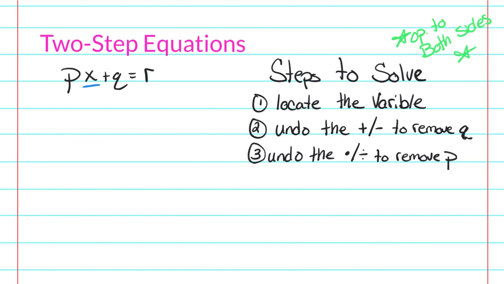My third step is going to be undoing the multiplication or division to remove p. So p right here is connected to x. There's no operation that I see here, but I know if I have a number and a letter connected together, or two letters together, in between there's a little dot, so that is connected by multiplication. So the inverse operation of multiplication is division. And the fourth step is going to be check your solution.